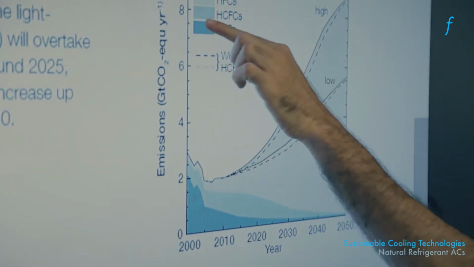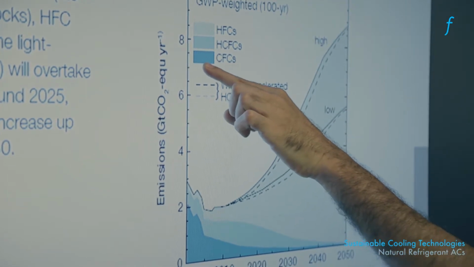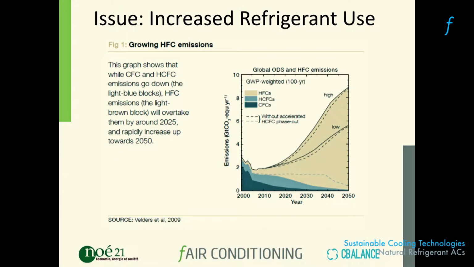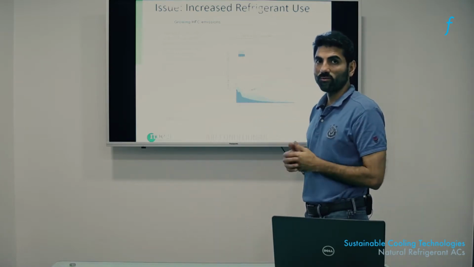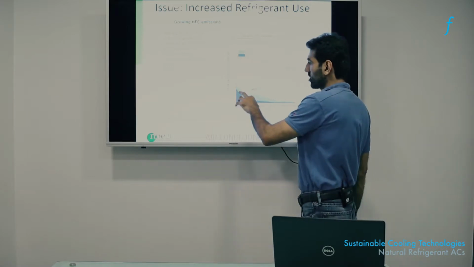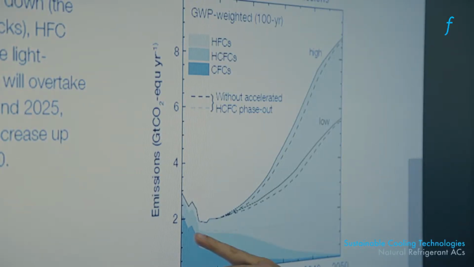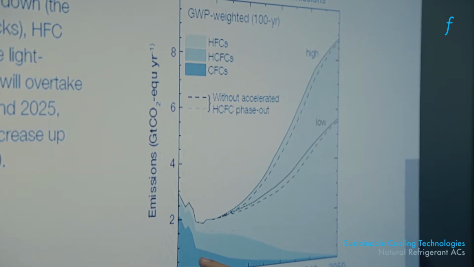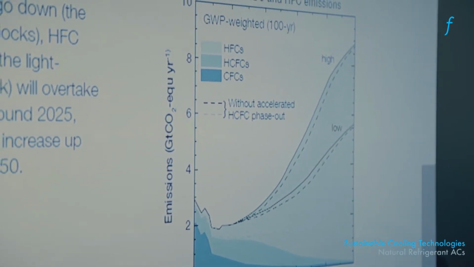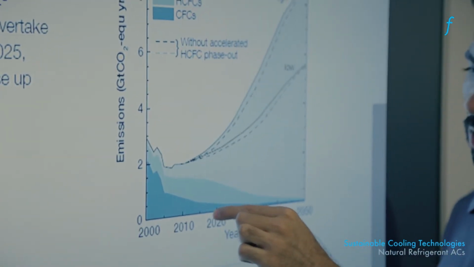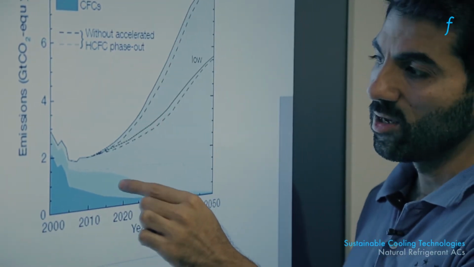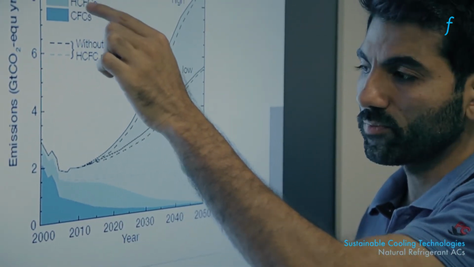As you can see, in the dark blue band, those are the chlorofluorocarbons. In the light blue band, those are hydrochlorofluorocarbons. And in the yellow or cream band, it's hydrofluorocarbons. Over time, as the Montreal Protocol, which banned chlorofluorocarbons, proceeds and it's adopted completely across the world, you will see that the chlorofluorocarbons are no longer a relevant refrigerant. We are almost at 2018 now, and you can see CFCs are no longer the dominant refrigerant. They have been replaced by hydrochlorofluorocarbons.